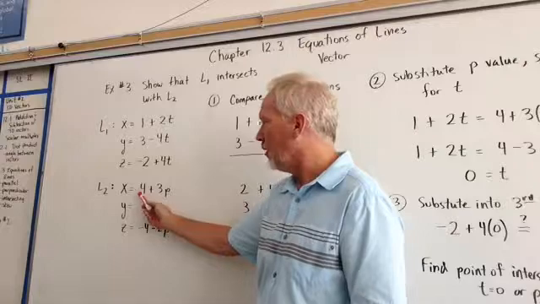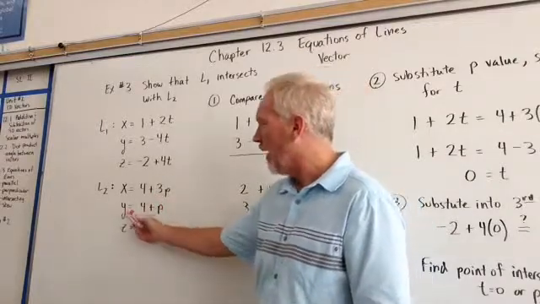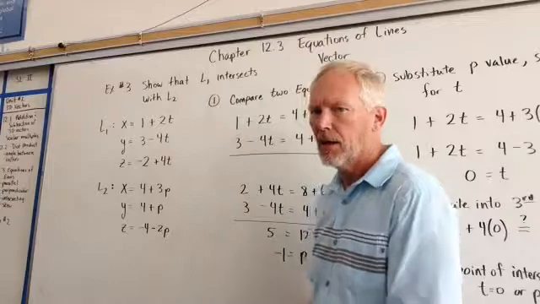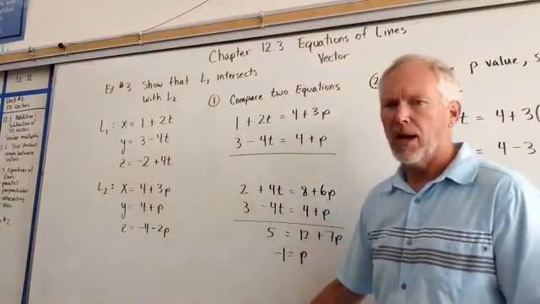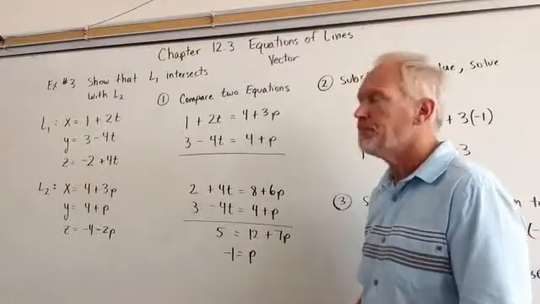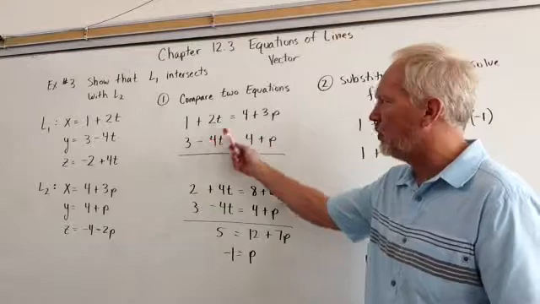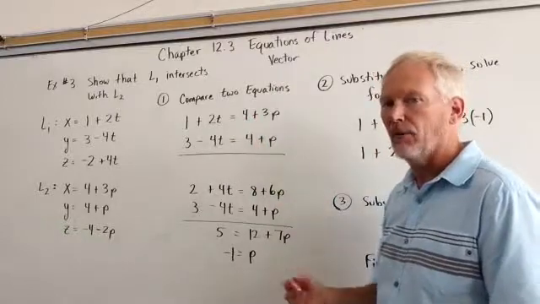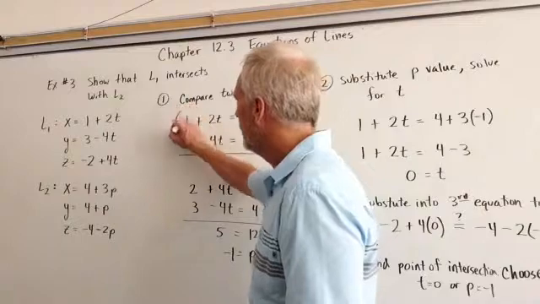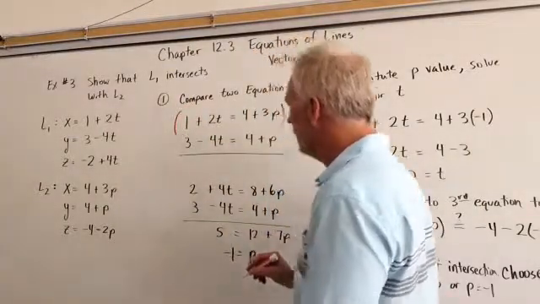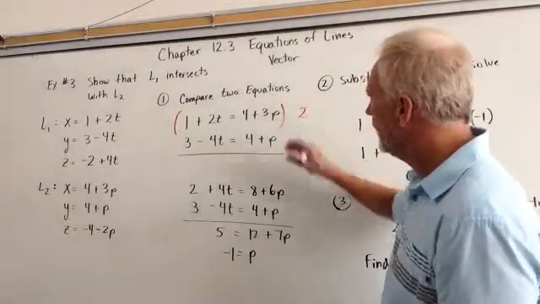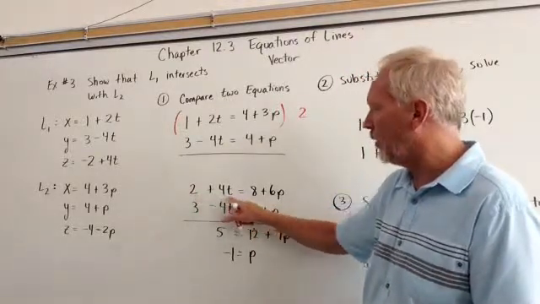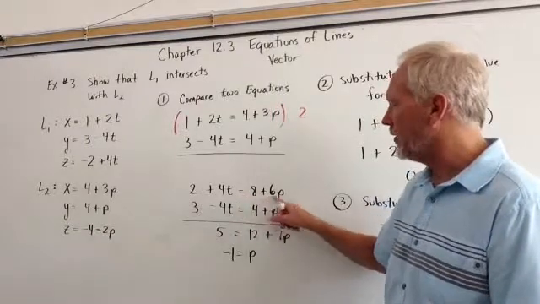For L2, we have x equals 4 plus 3p, y equals 4 plus p, and z is equal to negative 4 minus 2p. Again, what we want to do is set these up and compare them similar to a system of equations. So I just chose the x and the y components, and I line them up, and I notice that nothing cancels right away. However, if I were to multiply this set here by a 2, then if I distribute this 2, we get 2 plus 4t is equal to 8 plus 6p.